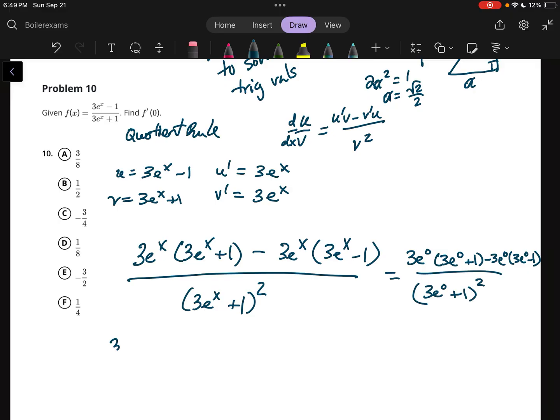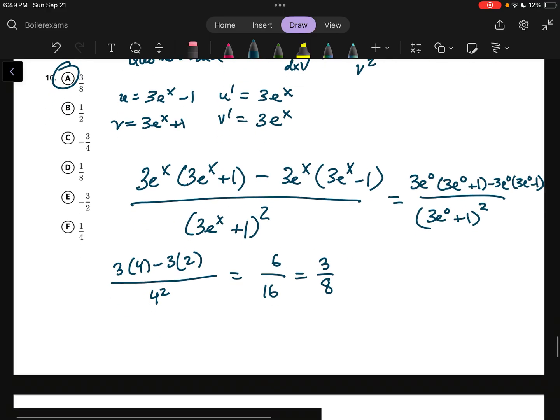So this becomes 3 times (3 plus 1) minus 3 times (3 minus 1), which is 2, divided by (3 plus 1) squared, which is 4 squared. So 12 minus 6 is 6, divided by 16, which is equal to 3/8, which means the answer to 10 is A. Alright, moving on to question 11.